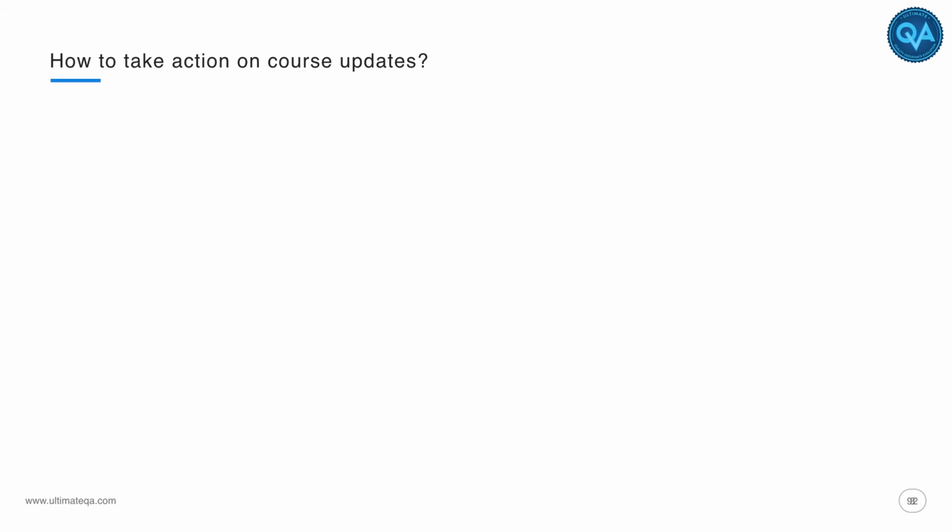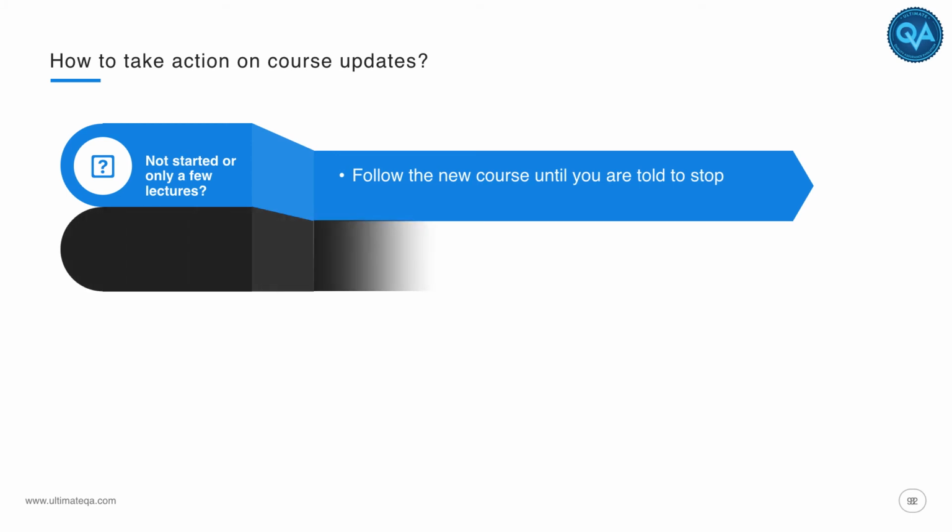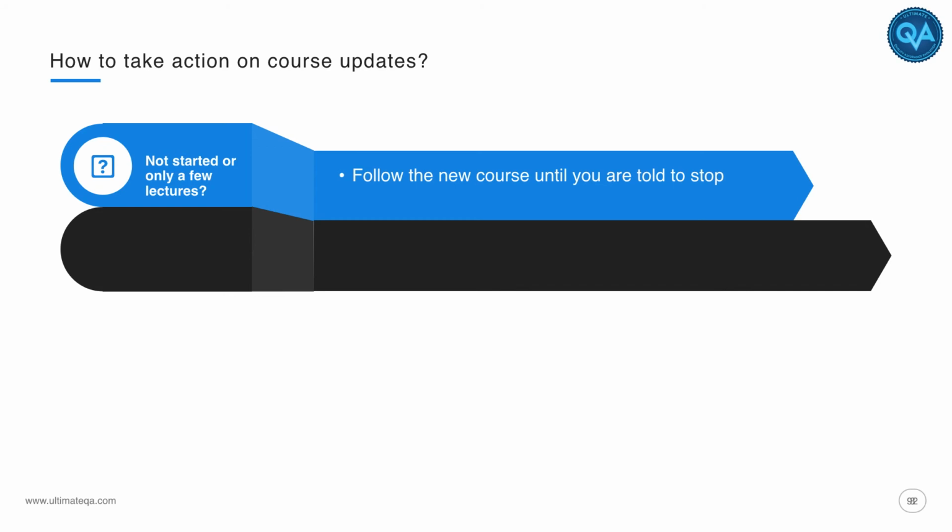So you might also be asking, how do I take action on all of these course updates? Well, I've broken this down into several groups. Group 1 is a group of people that has not yet started, or you're only a few lectures in. Basically, if you're in any lecture before the end of the mouse and keyboard actions section, all you have to do is follow the new course until you're told to stop. You know exactly when to stop. It will say, hey, this is the end of section, this is the end of version 2. Please stop. Do not proceed any further. And you'll know you'll be done with the course.